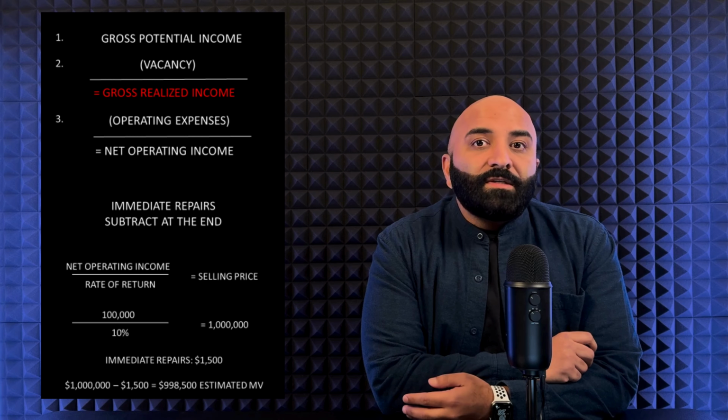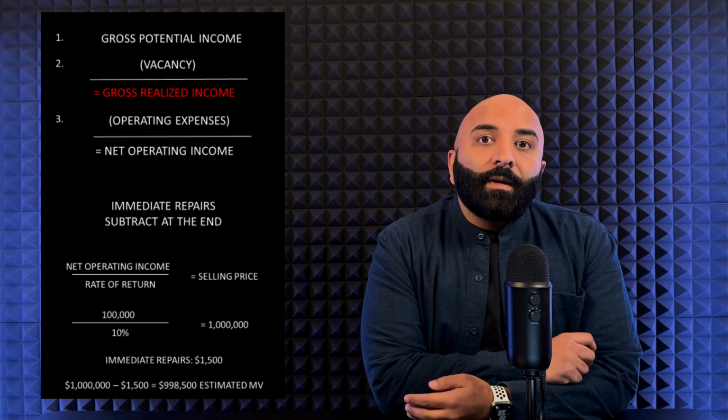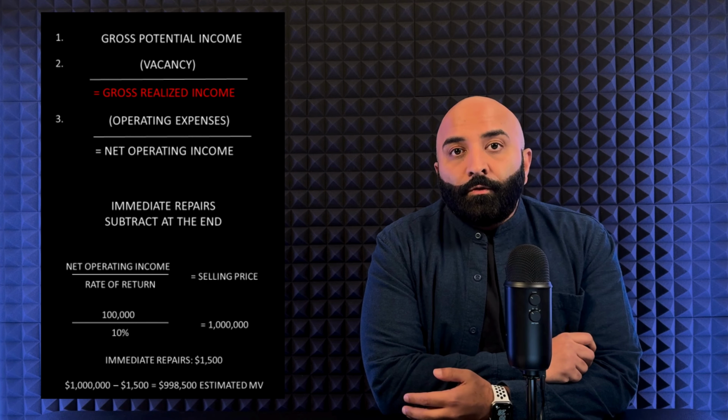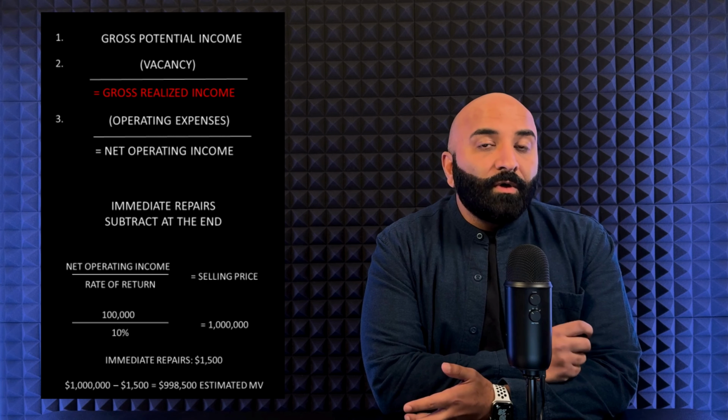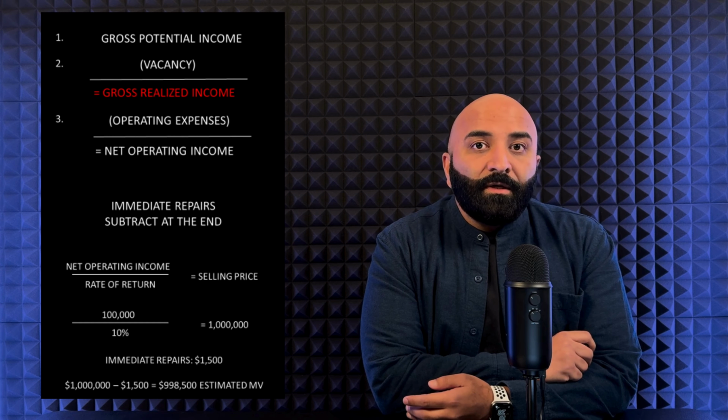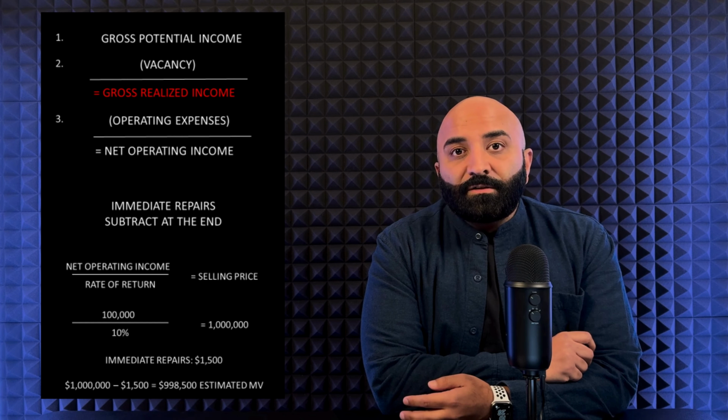And in most of the questions, you're going to have to figure out the net operating income, which means you'll go with gross potential income. You'll subtract off vacancy, which will give you what we call gross realized income. Then you'll subtract off operating expenses and you'll get the net operating income number.